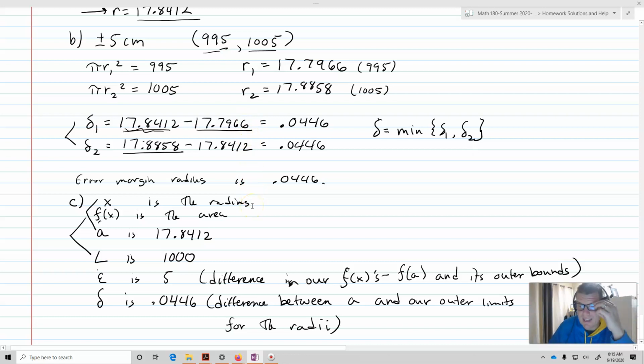What I should state is that there's not going to be anything like this on our exam. This is just one of those things to help you develop a better understanding of the precise definition of epsilon delta. Okay, so this is done.